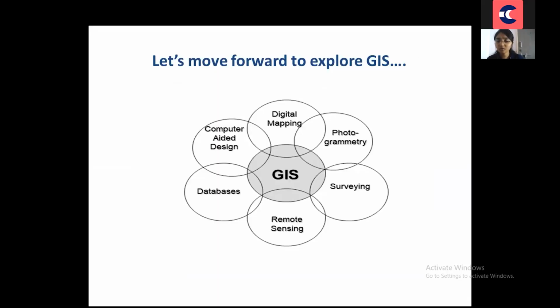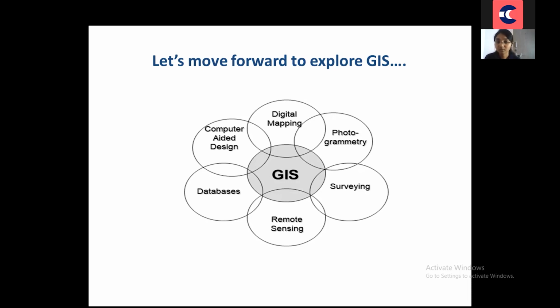GIS includes so many fields. These are all small tools to perform one entire process of GIS analysis for any kind of application. So it includes digital mapping, photogrammetry, surveying, remote sensing, of course, databases, and then computer aided designs. Computer aided designs are nothing but simply, to perform any GIS task, we should have so many softwares, so many tools to perform such analysis.